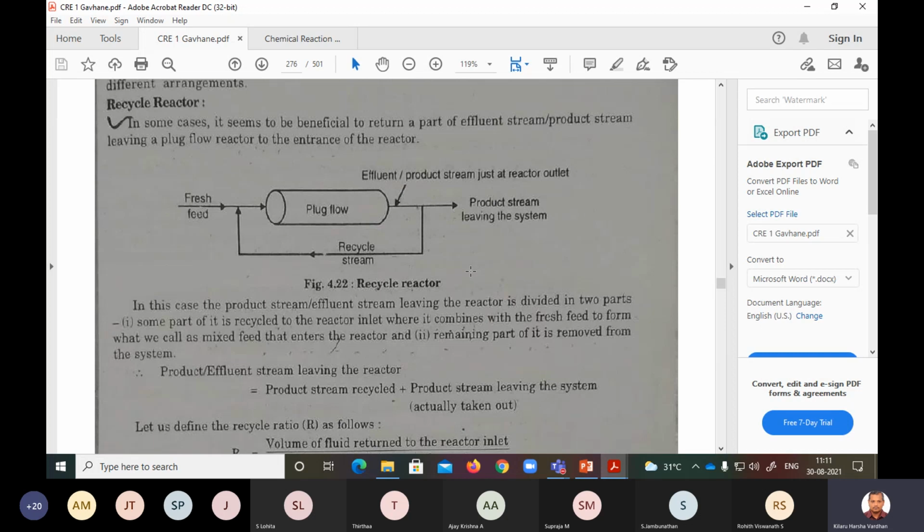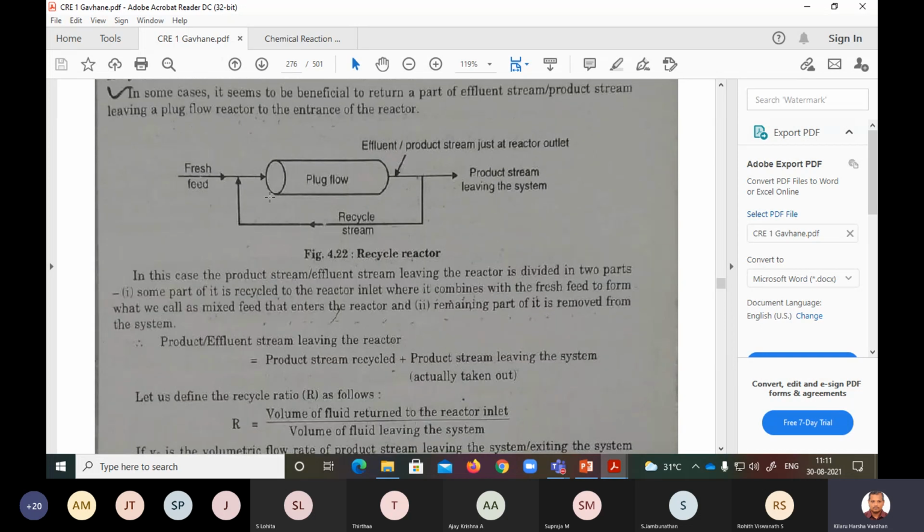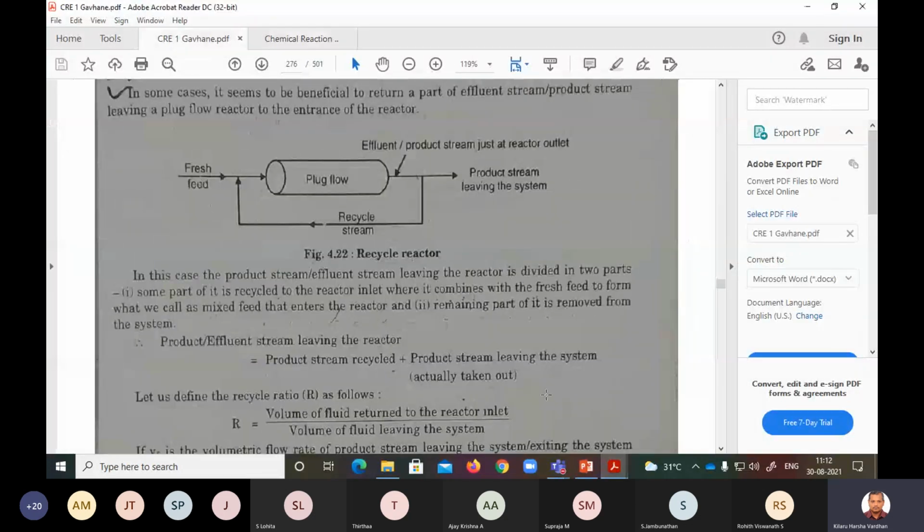Now let us first discuss here and then go back to the previous one, right? So I hope everything is visible. This is the fresh feed. This is the plug flow reactor. You are putting a plug flow reactor and the product is being recycled. Without any terminologies, I will explain first, and then I'll take you to the terminology, because this terminology is a bit difficult to understand. Let us understand how the material balance you have to do.